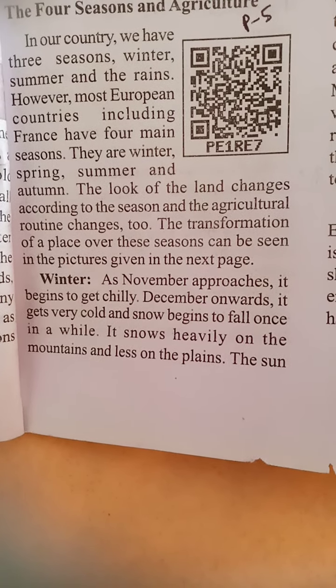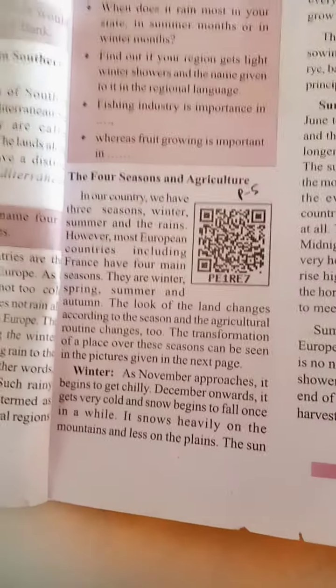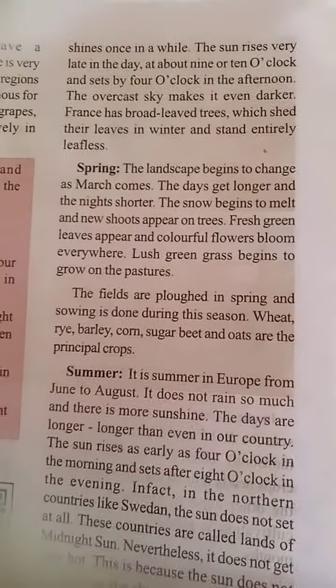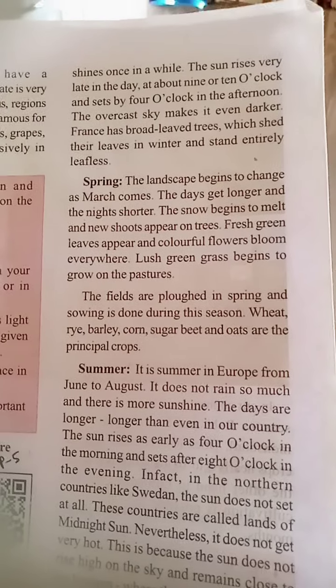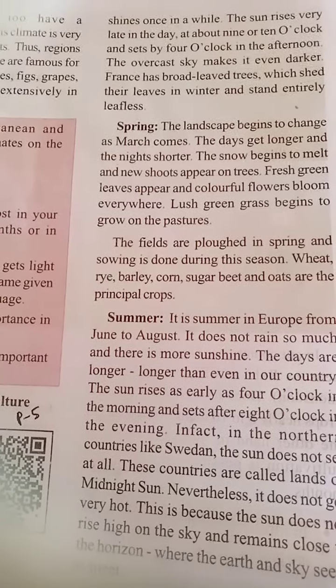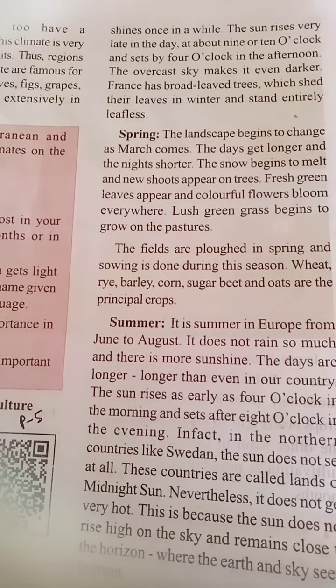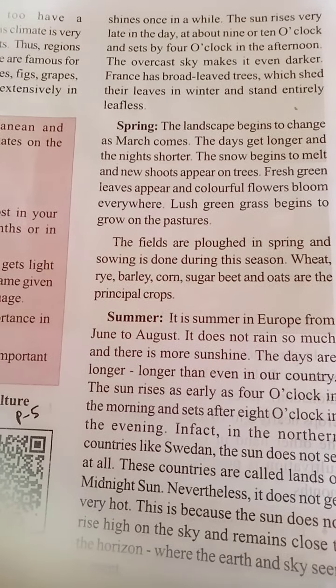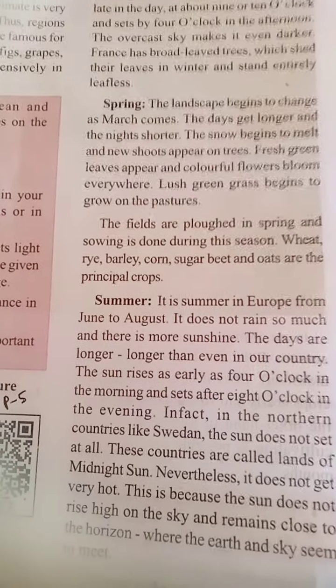It snows heavily on the mountains and less on the plains. The sun shines once in a week, once in a while. The sun rises very late in the day, at about 9 or 10 o'clock, and it sets by 4 o'clock in the afternoon, and an overcast sky makes it even darker.